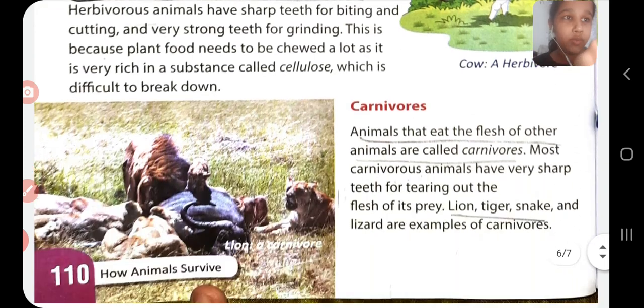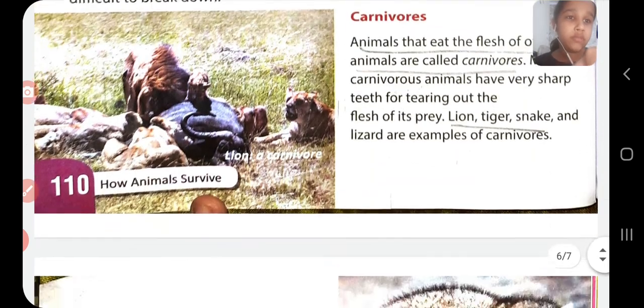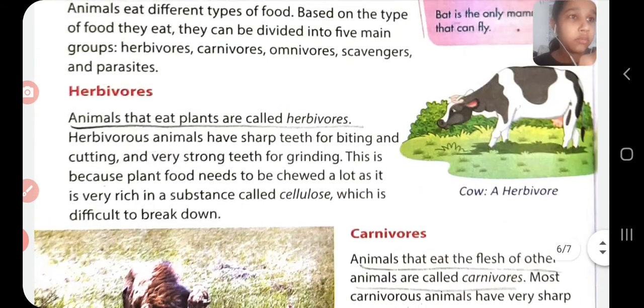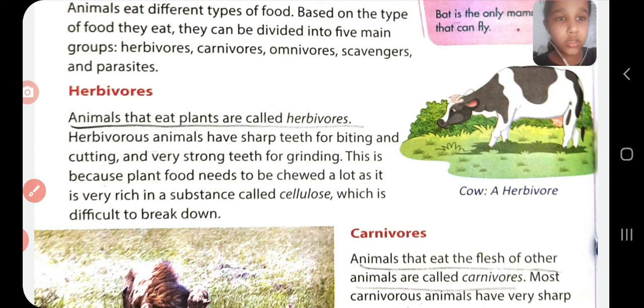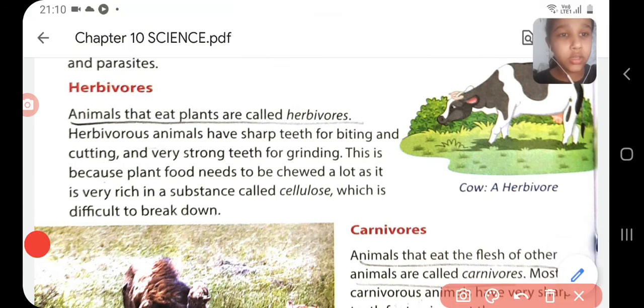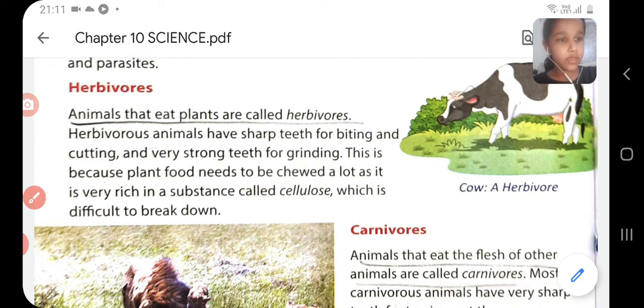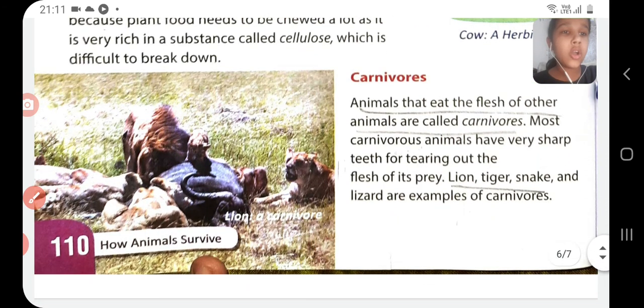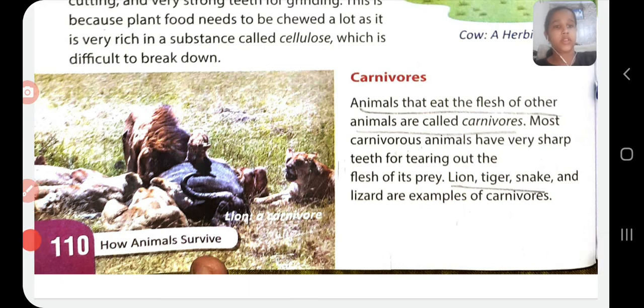Now we will move to carnivores. Sorry, I'm confused about how to pronounce this word. So sorry, if you know, you can pronounce it. Okay, now let's move to carnivores. What are carnivores? Animals that eat flesh. Lion is a carnivore. And most carnivores have very sharp teeth for tearing the flesh of their prey. Lion, tiger, snake and lizards are examples of carnivores.